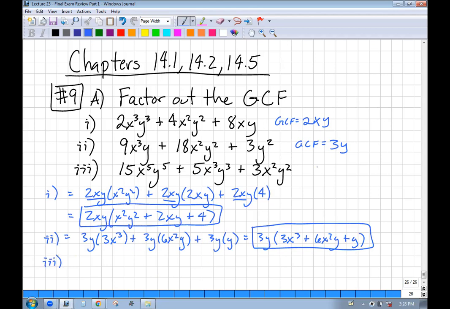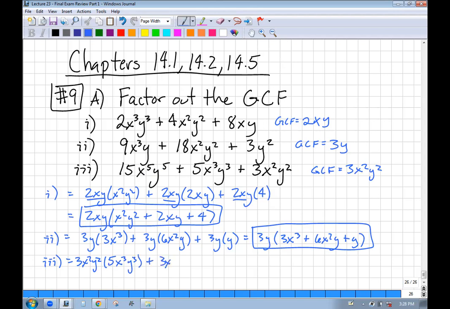So number 3, first I find my GCF. I can get at least a 3 out of everything. X's, I can get at least x squared. Y's, I can get a y squared out of everything. I'd say 3x squared y squared. The first term, I'd need a 5. 3 times 5 is 15. I need 5 x's. I got 2. I need 3 more. I need 5 y's. I got 2. I need 3 more.